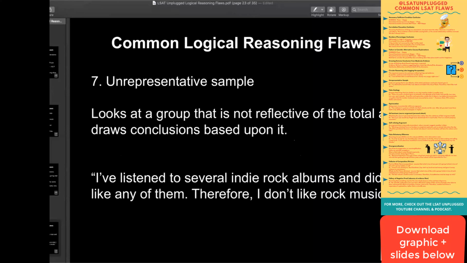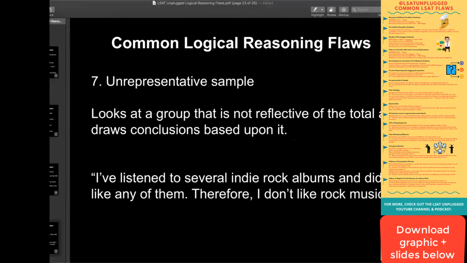And then this example here, the person is saying they listened to several indie rock albums, and then they're drawing a conclusion about rock music in general. So of course, indie rock albums specifically, that's only one genre or subgenre of rock. You can't draw a conclusion about rock music overall simply on the basis of indie rock specifically. Have you tried classic rock? Have you tried alternative rock? Have you tried pop rock? Lots of other varieties this person hasn't considered.